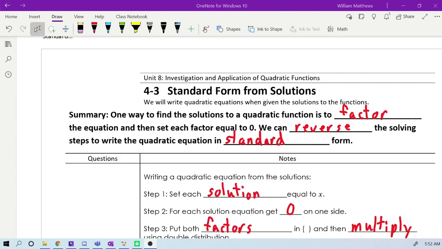Today we are going to create the standard form from solutions of our x values. One way you can find the solutions to a quadratic function is to factor each equation and then set each factor equal to 0. We can reverse the solving steps to each of the quadratic equations in standard form.